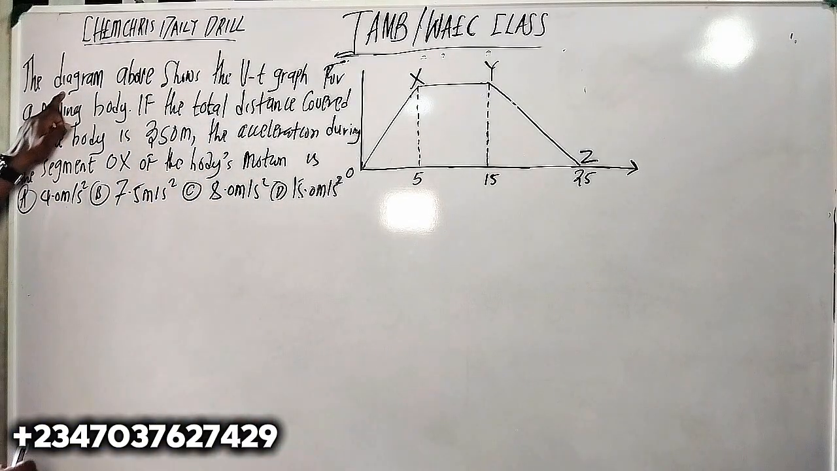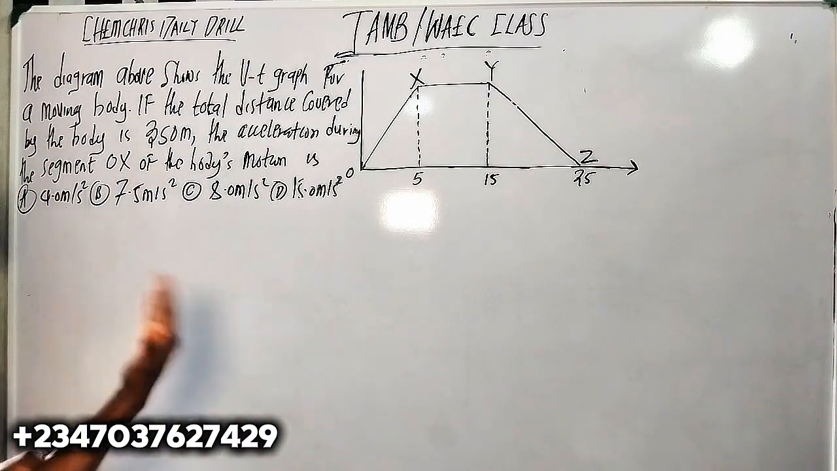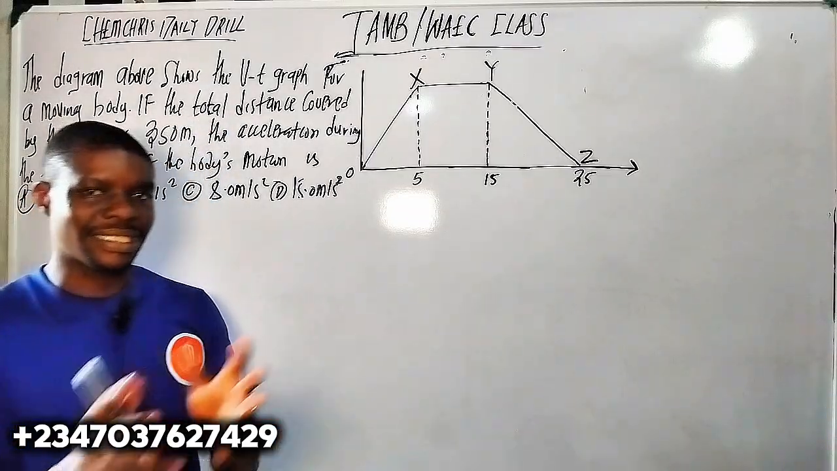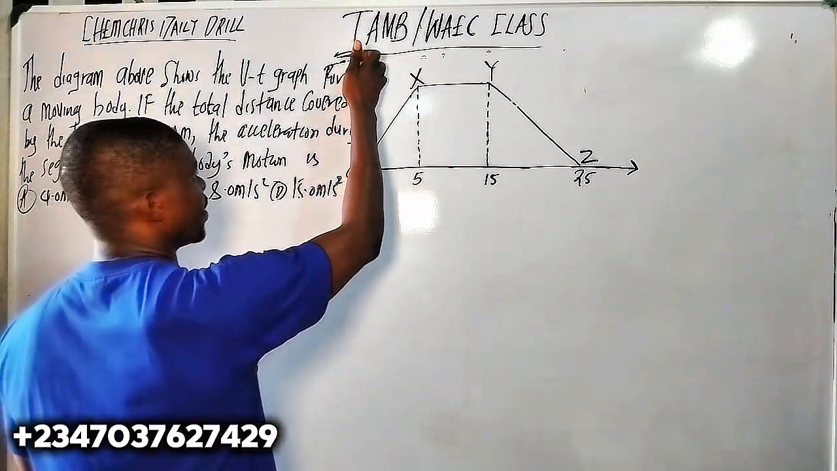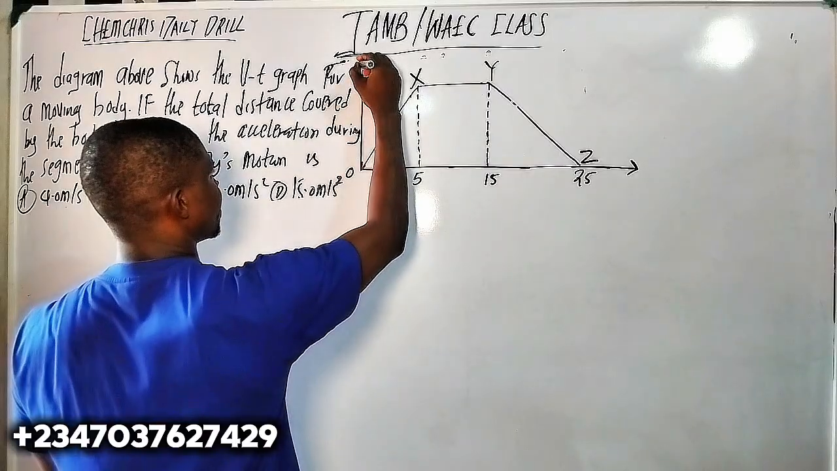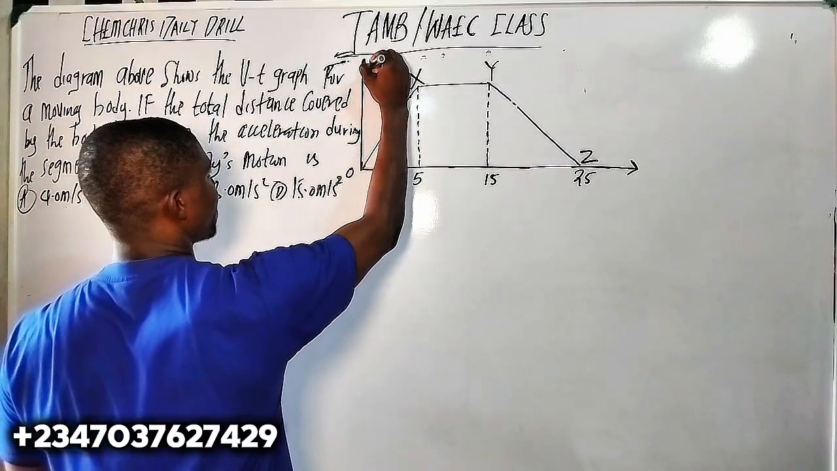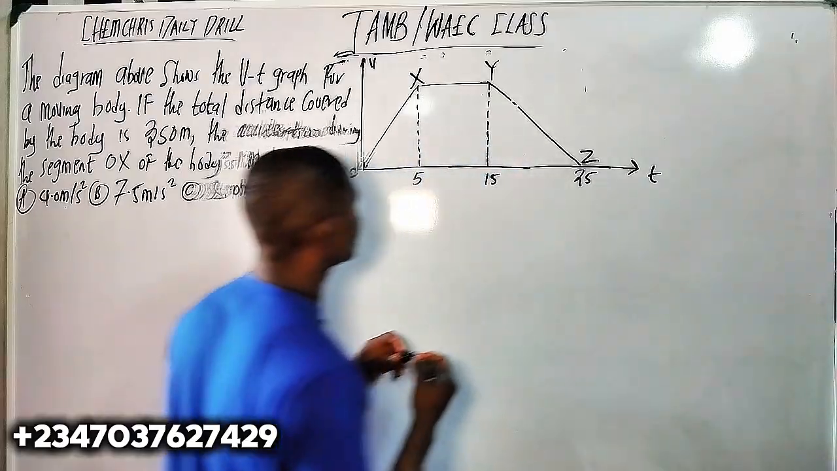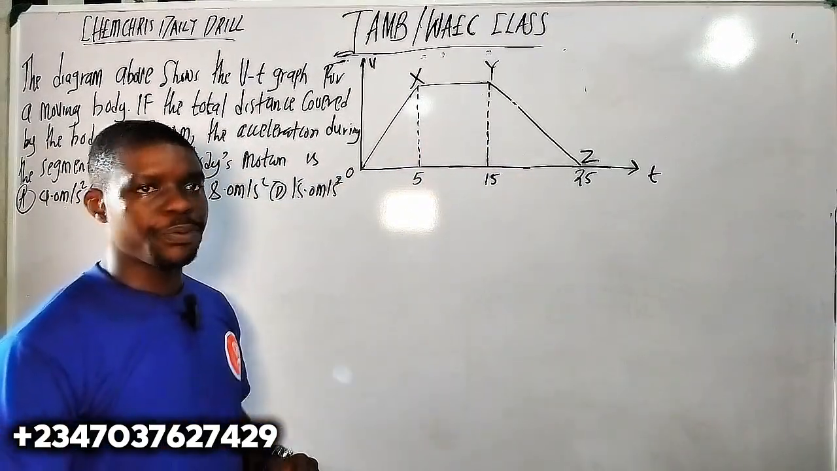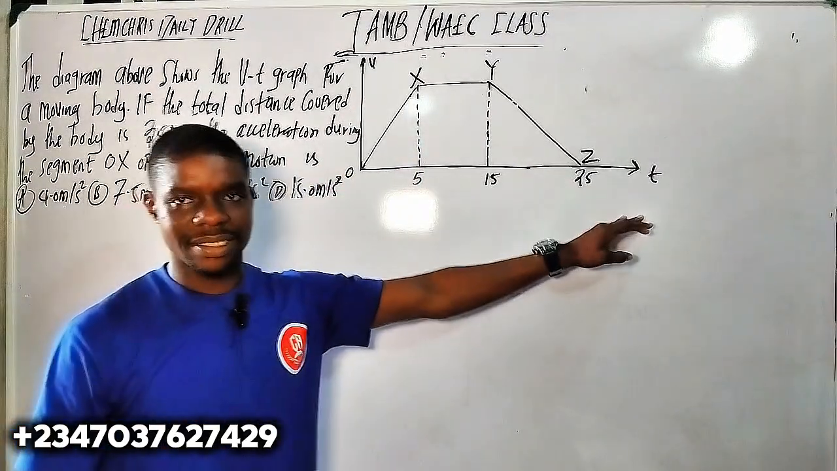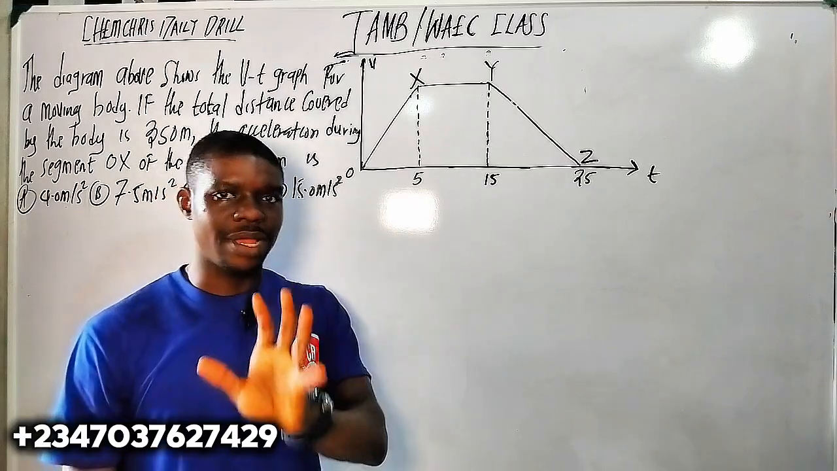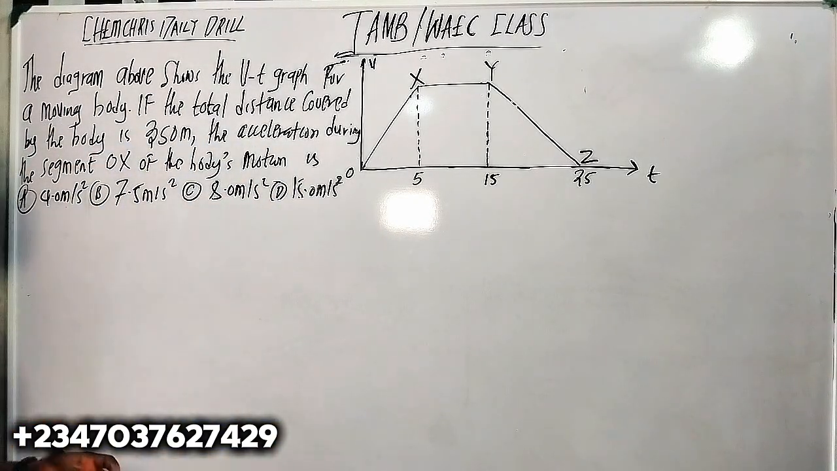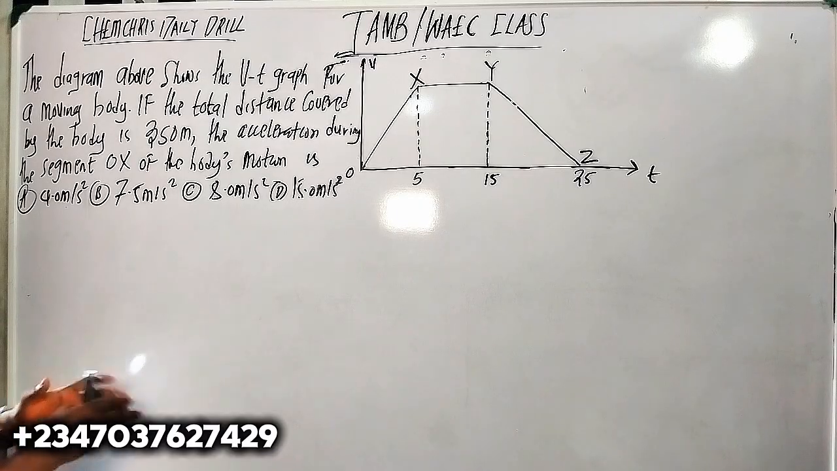The diagram above shows the VT graph. Now, when we talk about VT graph, what does it mean? Velocity-time graph. Here, the vertical axis, which is the y-axis, is my velocity, while the horizontal axis is my time. So this is what is called a VT graph. You plot velocity against time, and you have this shape here. Don't worry, I will explain to you. The diagram above shows the VT graph for a moving body.